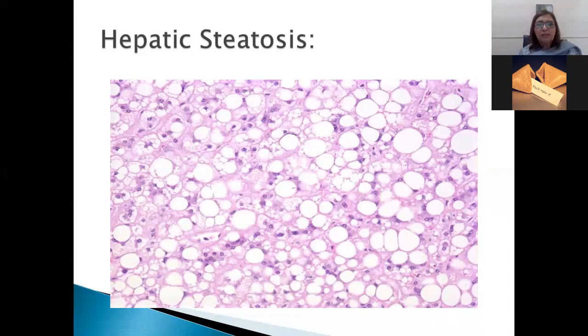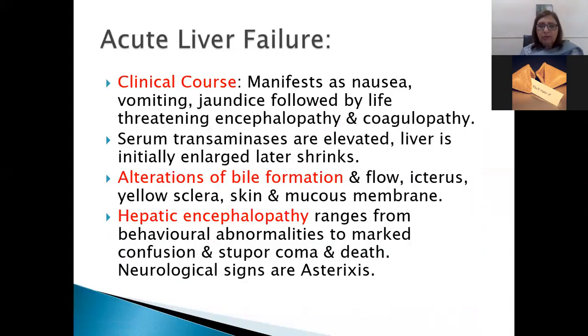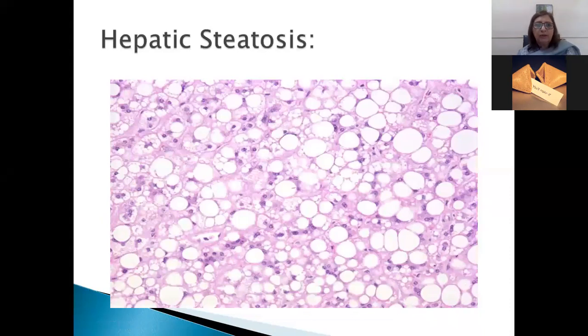This is mostly seen in metabolic disorders, also can be seen in pregnancy, and also can be seen in individuals who are obese. Hepatic steatosis can be seen in them as well. And it is also a very big cause of alcoholic liver disease, which we are going to discuss later on.